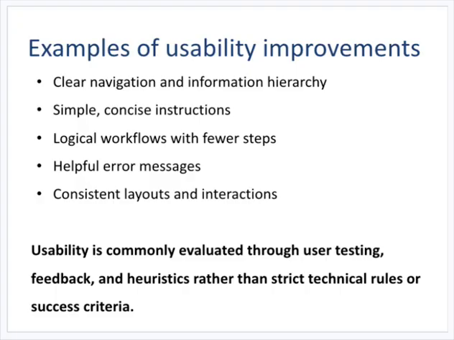Some examples of usability improvements can be clear navigation and information hierarchy, simple and concise instructions, logical workflows with fewer steps, helpful error messages, consistent layouts and interactions. So we can say that usability is commonly evaluated through user testing, feedback, and heuristics rather than strict technical rules or success criteria.